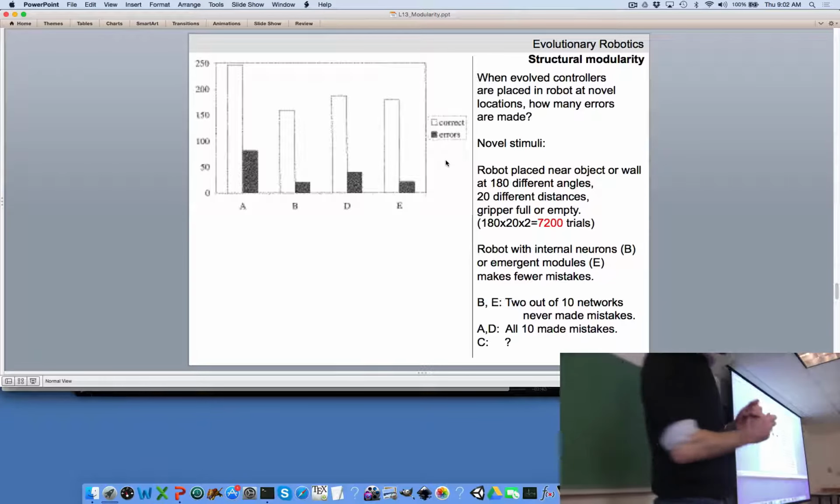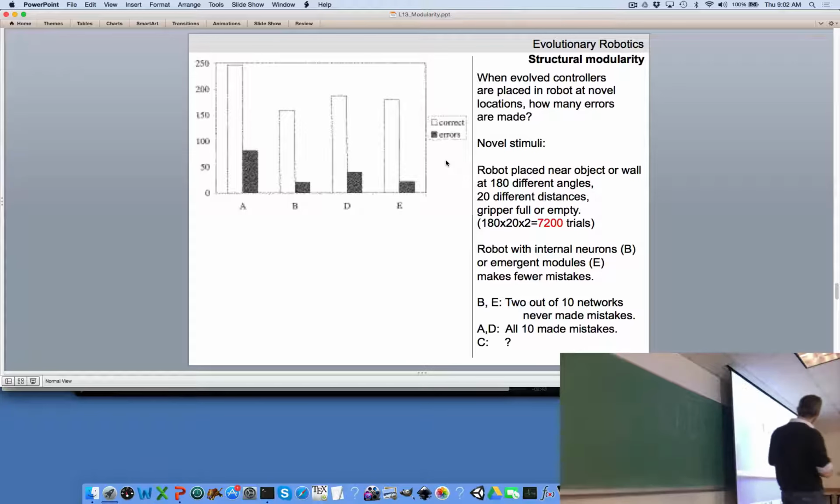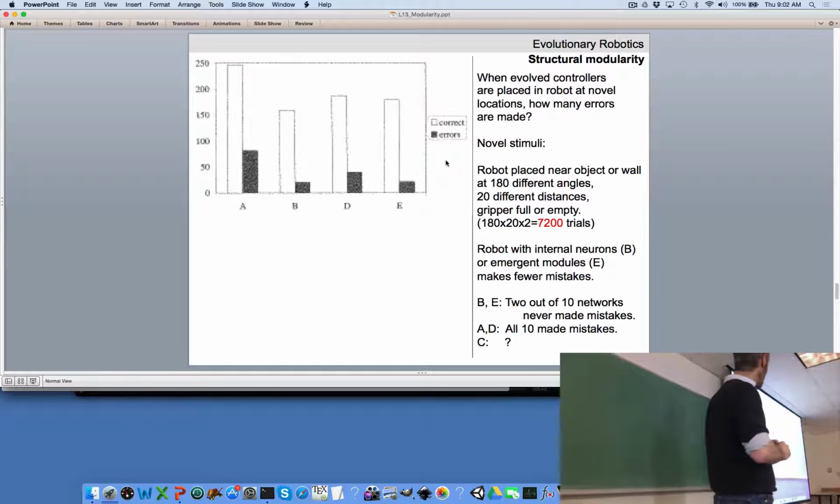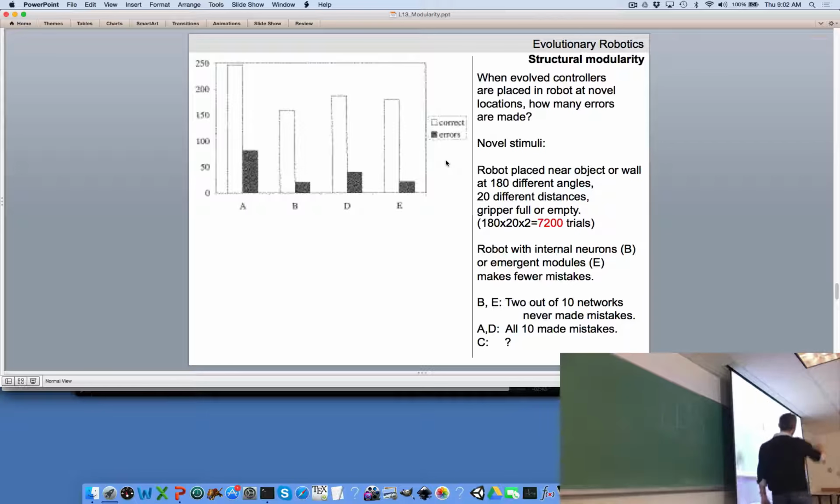Okay, so let's actually analyze this network a little bit more. We've seen this before. We're going to take this evolved controller, now put it back in the arena and expose it to a huge number of situations that were not observed during evolution. How do they do this? Well, they take the robot, they drop it back into the arena, and they place it at 180 different angles. And they also put it at 20 different distances from the wall. And they do so with the gripper either being already full with an object or empty.